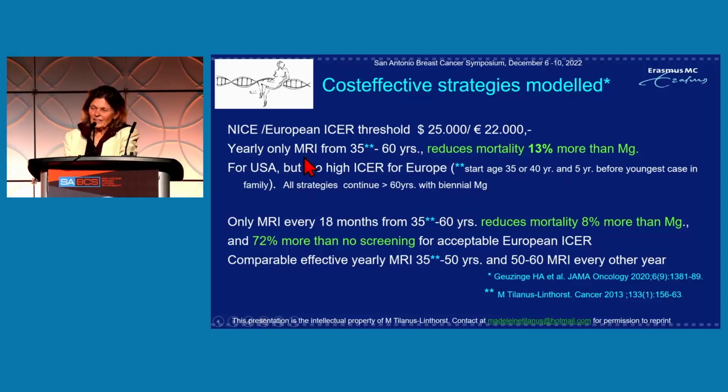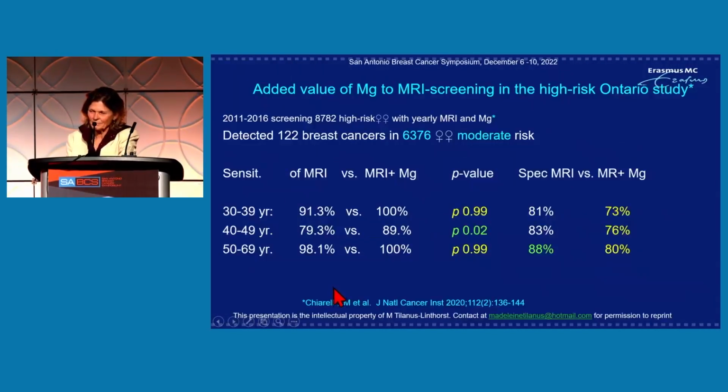Yearly screening is acceptable for the US guidelines, but not for Europe. It's too high in ICER. For European standards, screening with only MRI every 18 months from age 35 to 60 would reduce mortality 8% more than mammography and 72% more than no screening, for an acceptable ICER for European standards. And comparable effective work, for instance, there are several schemes which are in the paper, but screening below age 50 yearly with MRI and above age 50 with MRI every other year.